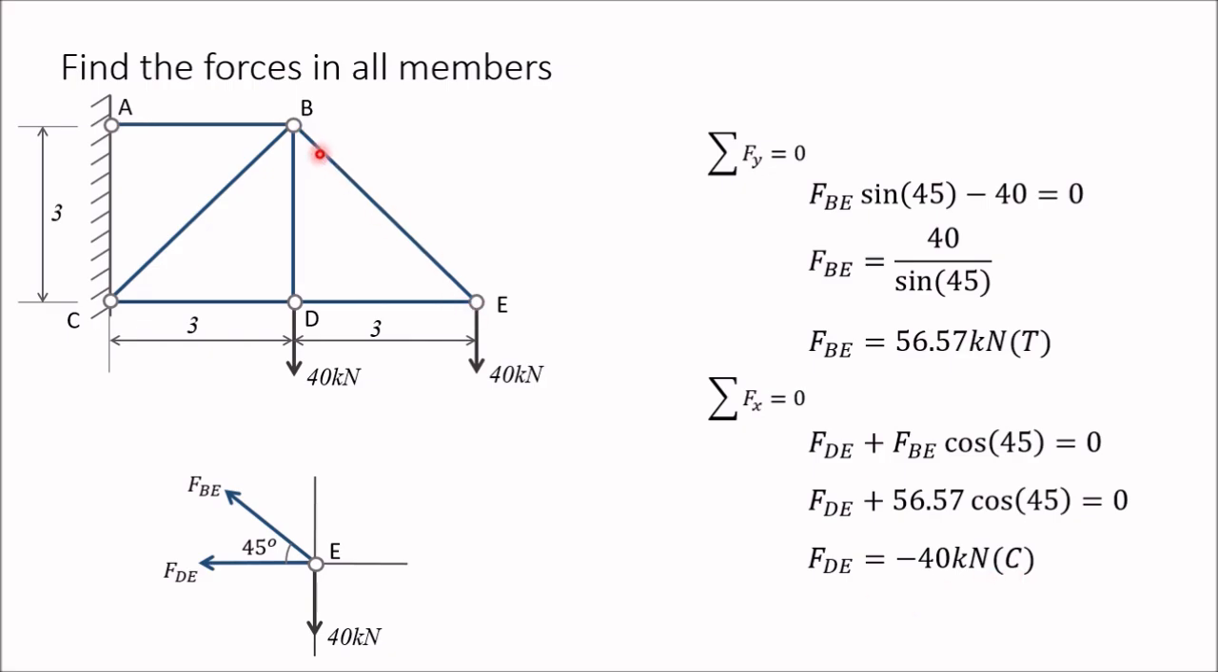In the next step, you can take either joint B or joint D. If you take joint B, there are three unknown forces in members AB, BC and BD. BE is already known, but because of these three unknowns, we cannot take joint B. If you take joint D, there are members DC and BD which are unknown, but DE is known. So only two unknown forces, DC and BD. So we can take joint D in our next step.